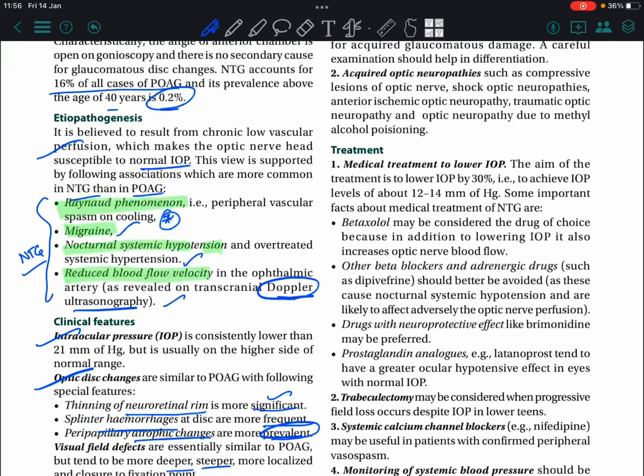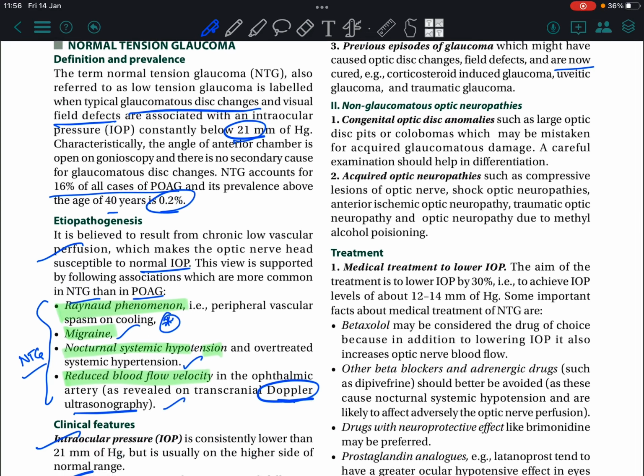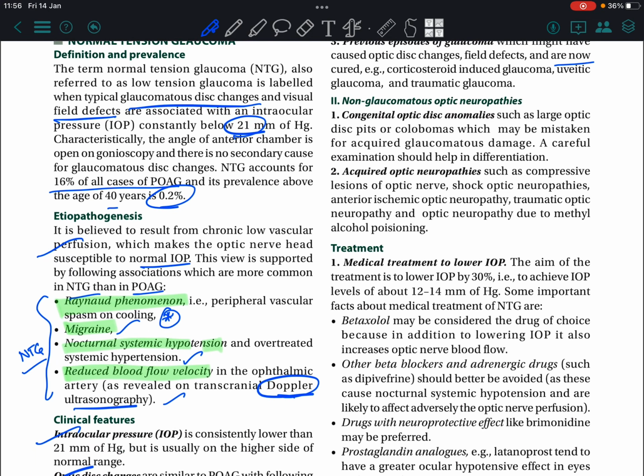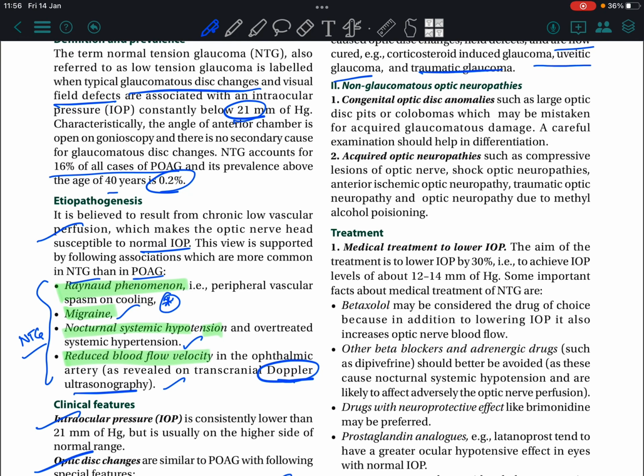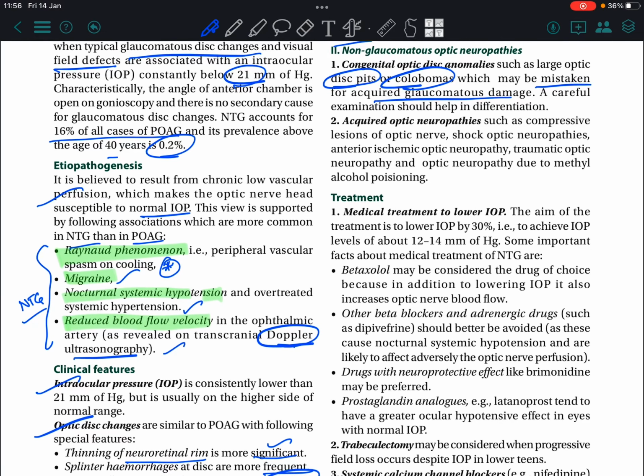Intermittent angle closure glaucoma. Previous episodes of glaucoma which might have caused optic disc changes and field defects and are now cured, for example corticosteroid induced glaucoma, uveitic glaucoma, traumatic glaucoma, etc. Non-glaucomatous optic neuropathy: congenital optic disc anomalies such as large optic disc pits or coloboma, which may be mistaken for acquired glaucomatous damage. Careful examination should help in differentiation.